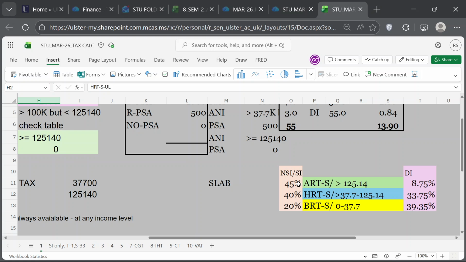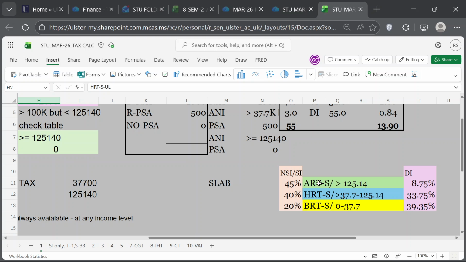And for the middle slab, which one is the BRT threshold? No, the middle one is not called BRT. The middle one is called HRT. You need to be familiar with these terms. BRT is basic rate tax, 20%. And this one is for dividend income. BRT is basic rate tax. This is higher rate tax. This is additional rate tax.